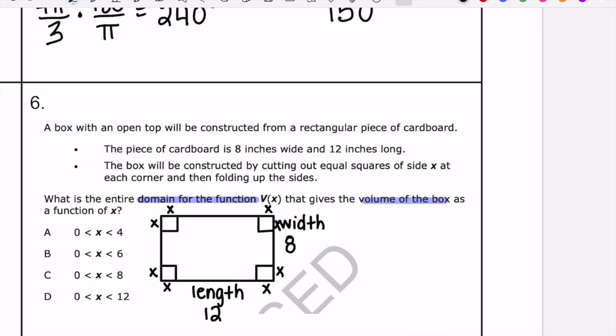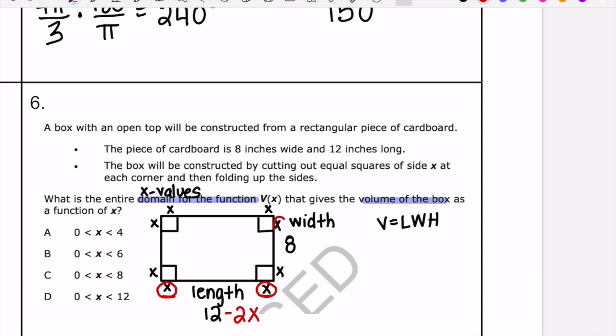So if we're talking about the volume, volume for a box is going to be length times width times height. They want to know what the domain would be. So remember, domain is my x values. Okay? So if we're looking at our domain, first thing I need to do is figure out that my length and my width are going to be adjusted, because once I cut those squares out and fold it, it's no longer going to be that long or that wide. So we're removing an x from the length and another x from the length. So what we need to do is subtract 2x from the actual length.